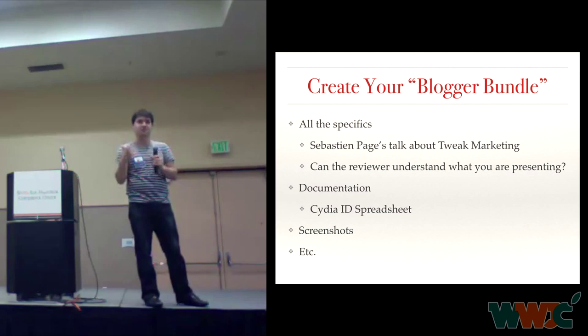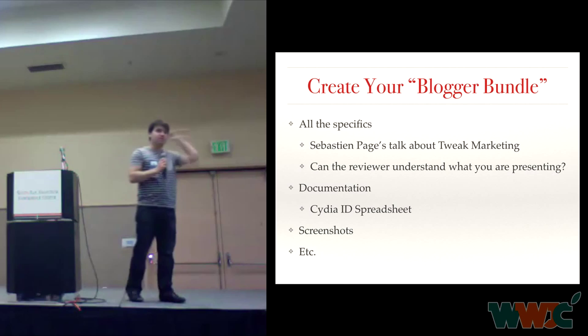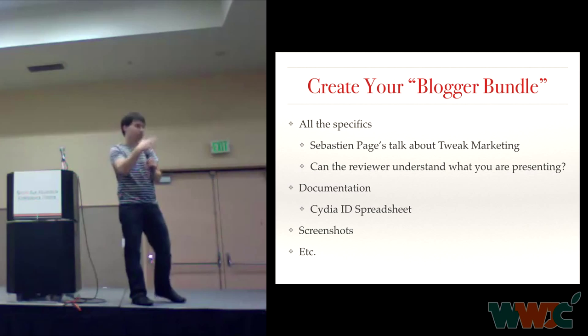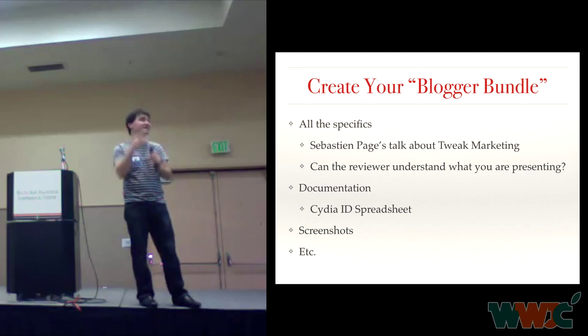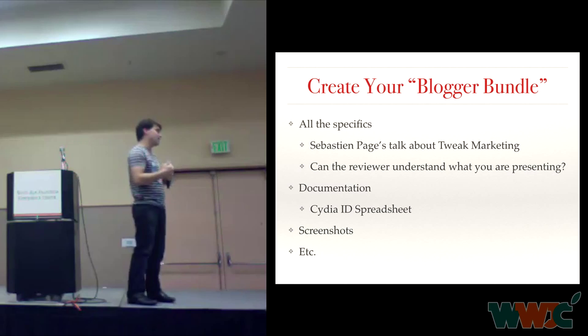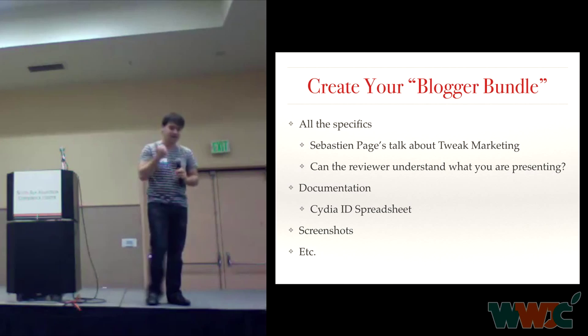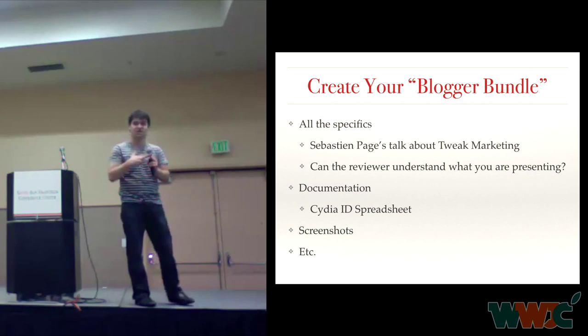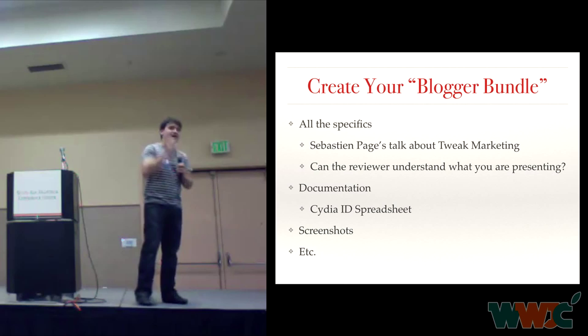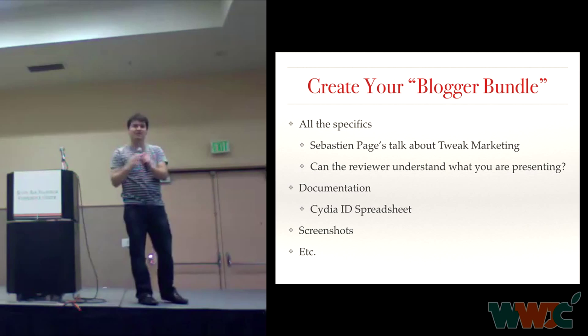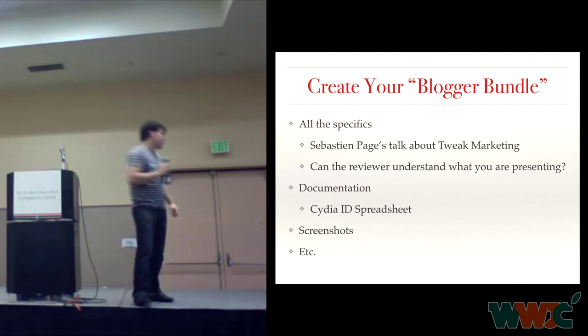Yesterday, Sebastian talked about an idea of keeping all of the reviewers that you have in your repertoire, with their Cydia IDs, so you can give it to them directly. Something that I do that's really helped me a lot is I created a Cydia ID spreadsheet, and it has a couple things on it. It has the person's name, their Twitter handle if they have one, their organization, iMore, iDownloadBlog, whatever, right? And then it has their Cydia ID and any other important information, like email. So I always have that, and I never have to go looking for it. So create your blogger bundle.